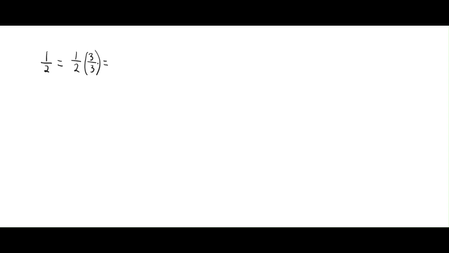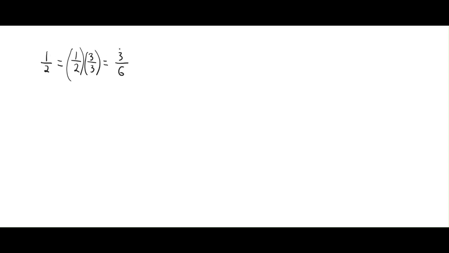So when you multiply two fractions, like this 1/2 with this 3 over 3, you multiply the top two numbers, so 1 times 3 is 3, and you multiply the bottom two numbers. 2 times 3 is 6. And multiplication for fractions is actually fairly simple, easier than adding and subtracting them.